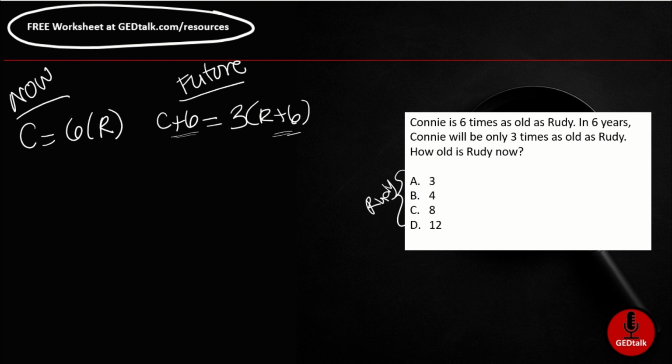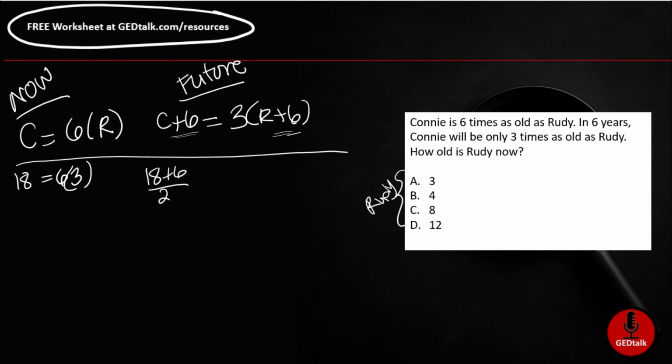And now what we're going to do is we're going to go through the answer choices, and wherever I see R, I'm going to substitute it with the answer choice we're testing out. So let's go ahead and start with A. So I have 3. So if 6 times 3 is going to equal Connie's age, 6 times 3 is 18. Okay, well, in the future, 18 plus 6, so in the future, Connie will be 24, and that looks like we're dividing. So let me rewrite that, folks.